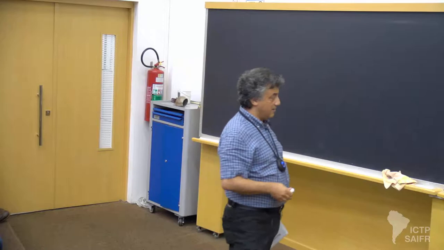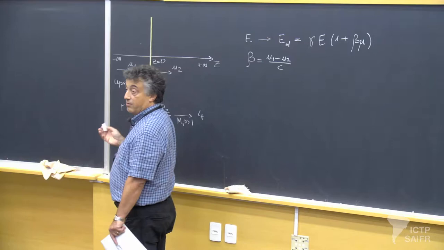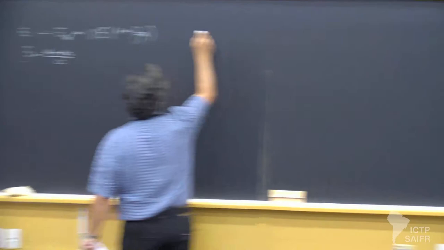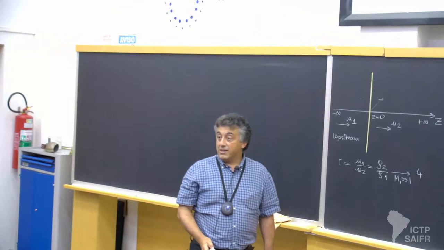And moreover, mu in this problem: you see, the particle is being injected here, and it's going here, right? So the mu is forced to be between 0 and 1, because this is this angle. And of course, if you want the particle to go that way, you are forced to assume that mu is between 0 and 1.